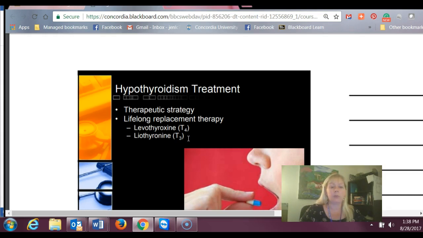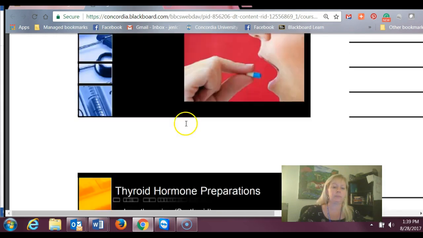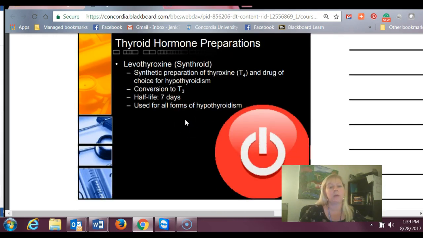Usually, 99% of the time, patients get levothyroxine. To tell you the truth, I've never seen the T3 replacement because T4 is the mainstay. That is what your thyroid is making. If it's not producing it, you need to replace it with levothyroxine. And you stay on it for life.